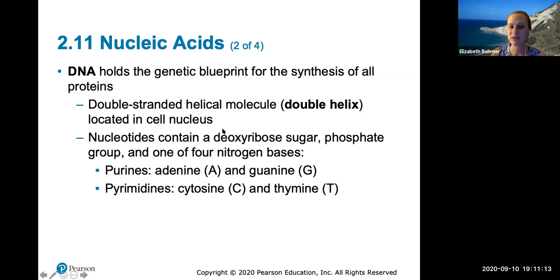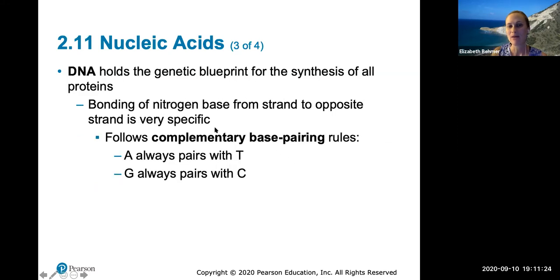DNA is a double helical molecule. It's made up of nucleotides and one of 4 nitrogen bases: adenine, guanine, cytosine, and thymine. They follow complementary base pair rules where adenine will always pair with thymine and guanine will always pair with cytosine. And these are the base pairs that'll pair together.